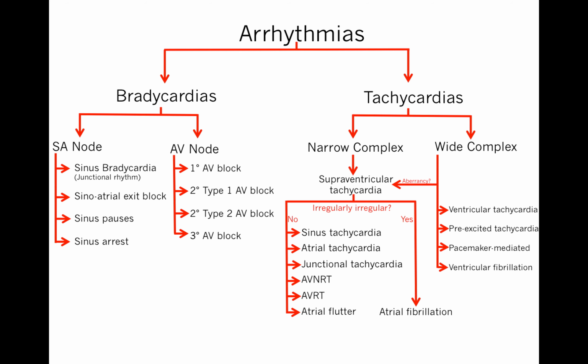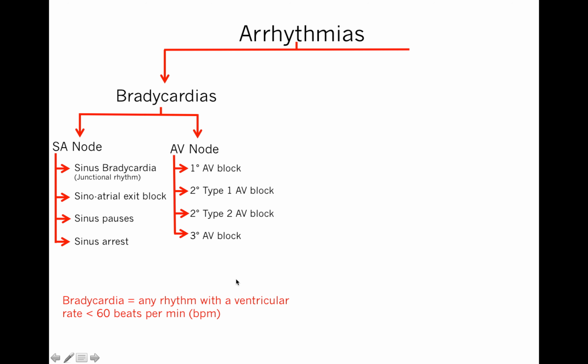So here's a breakdown of the different arrhythmias. This is a flow sheet that we've made to try to explain those arrhythmias better and categorize them. So arrhythmias are either bradycardias or tachycardias. Today we're going to look at bradycardias mainly, and those are either related to the sinus node or to the AV node. So we'll explore those in sequence.